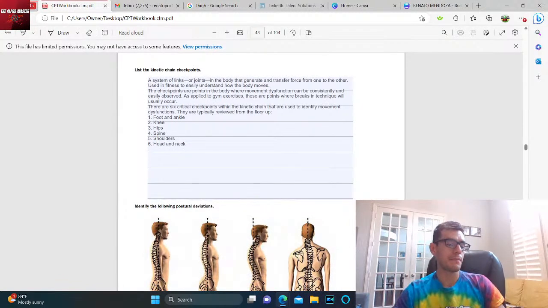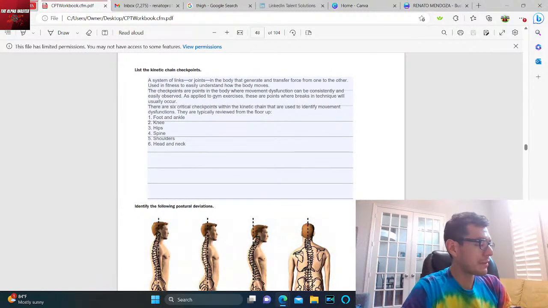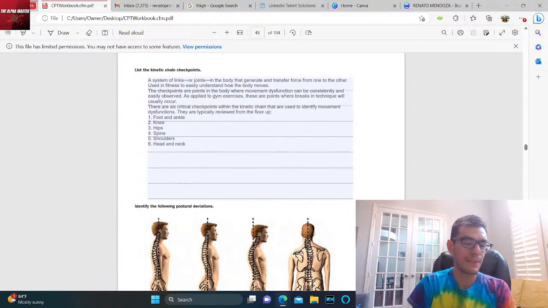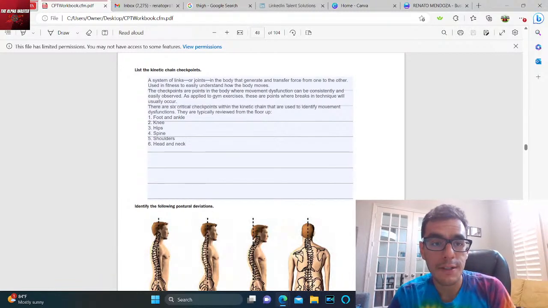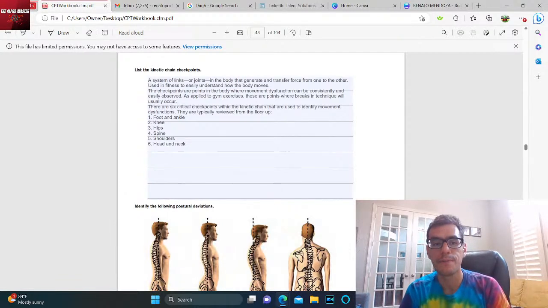So for the kinetic chain checkpoints, you have 6 kinetic chain checkpoints. List the 6 kinetic chain checkpoints for the movement and posture assessments. The kinetic chain is a system of links or joints in the body that generate and transfer force from one to the other, used in fitness to easily understand how the body moves.